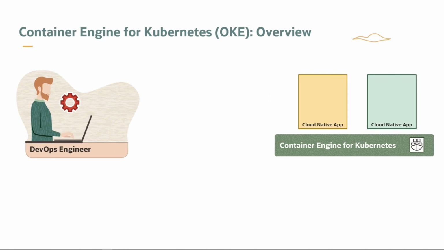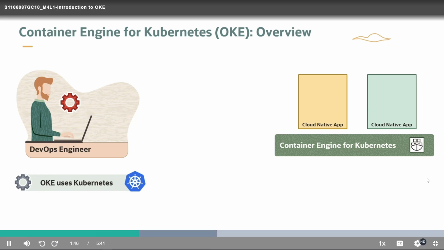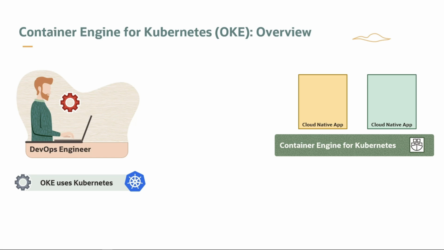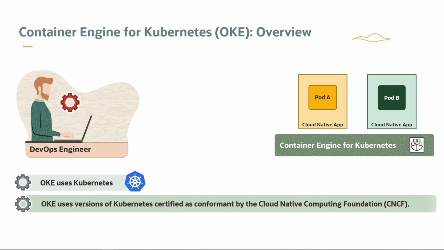Let's go to the core of it. OKE relies on Kubernetes, which is an open source system that simplifies the deployment, scaling, and management of containerized applications across clusters of hosts. Kubernetes is an incredible system that groups containers into logical units known as pods. And these pods make managing and discovering your applications very simple. Not to mention, Container Engine for Kubernetes uses Kubernetes versions that are certified as conformant by the Cloud Native Computing Foundation, also abbreviated as CNCF.